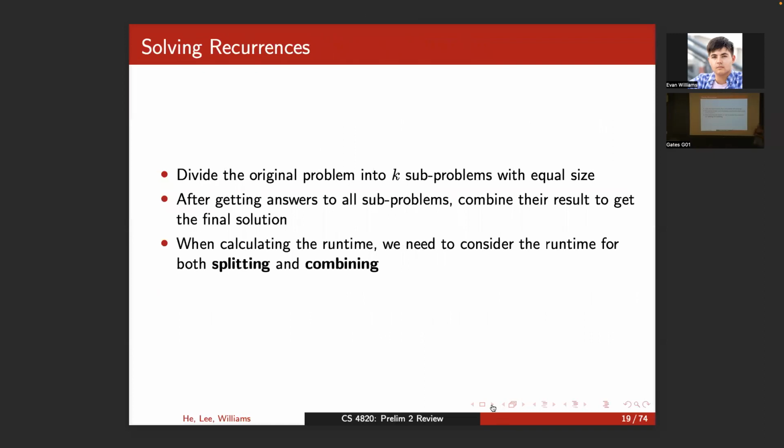Okay, solving recurrences. So you're dividing your original problem into k subproblems, and then you need to combine the runtimes of all those subproblems in order to get the answer to your original problem. So obviously you can't just do what we normally do with runtimes, which is just go through it line by line and say, oh, there's a loop that's O of n, because that's not going to work and account for all the runtimes of these k subproblems. So we need to consider both the runtimes for splitting and then also combining those k subproblems.